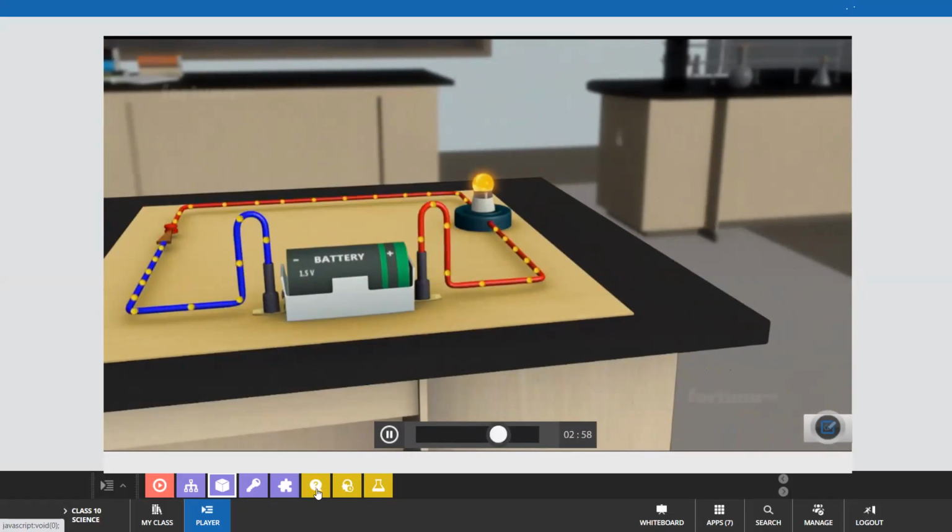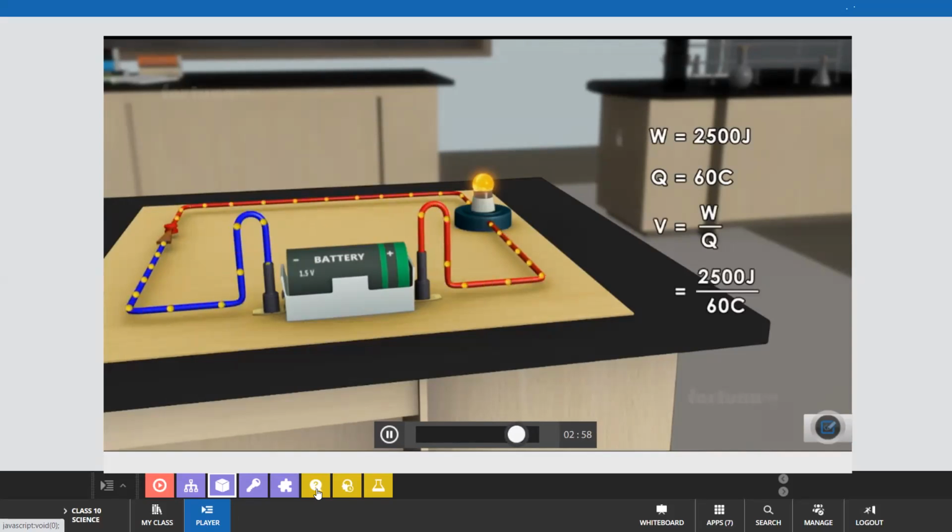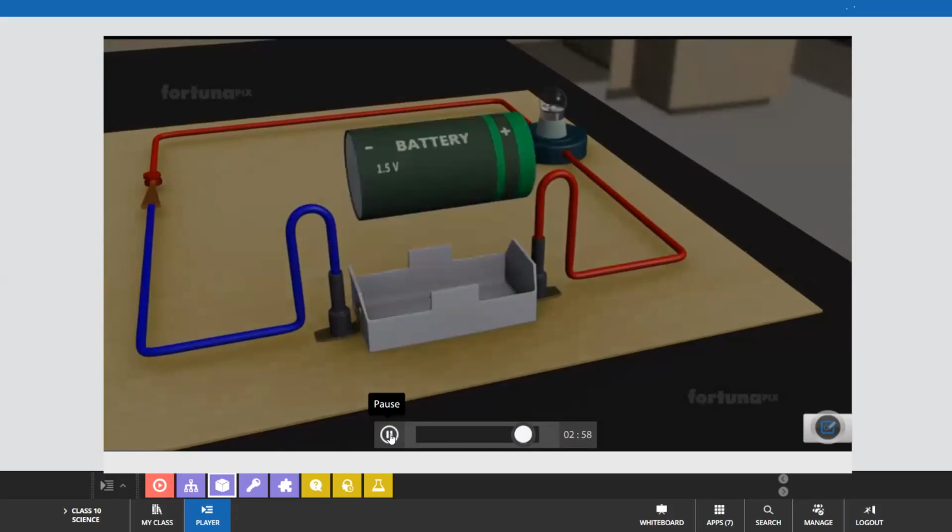Let's calculate the potential difference between 2 points. If 2500 joules of work is done to carry a charge of 60 C from one point to another, work done W is equal to 2500 joules. Charge Q is equal to 60 C. Potential difference V is equal to W by Q, which is equal to 2500 joules by 60 C, which is equal to 41.6 volts. Summary.